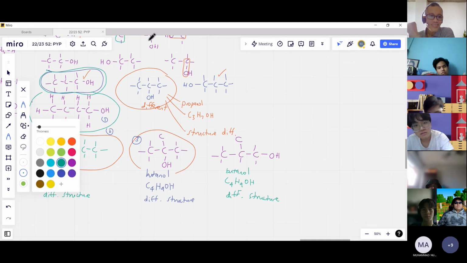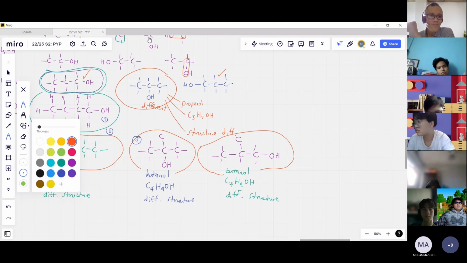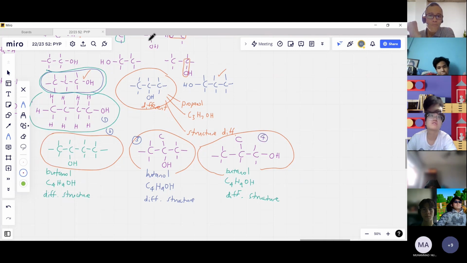So guys, make sure you jot down in your notes: have at least 4 different structures for butanol. Now, how about propanol? Propanol is a bit less, so you only have 2 different structures, 1 and 2. This is propanol, this is propanol, but they are different. So yes, only 2 possibilities. Questions, anyone?